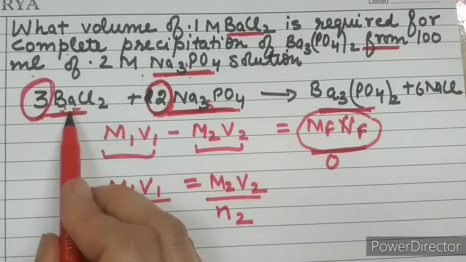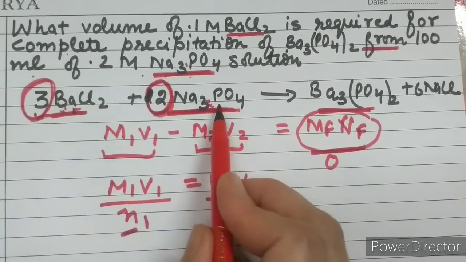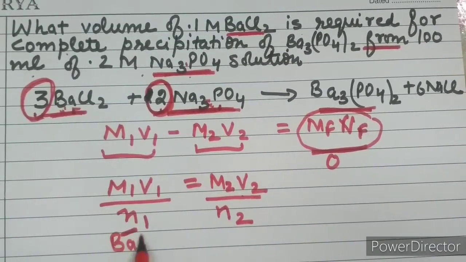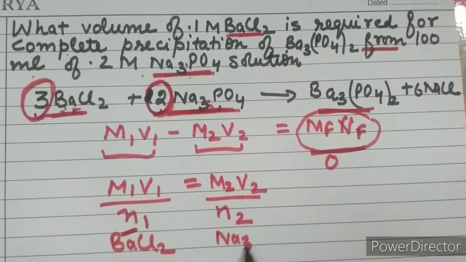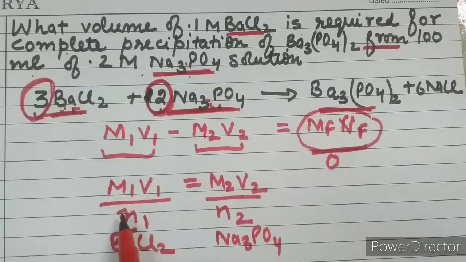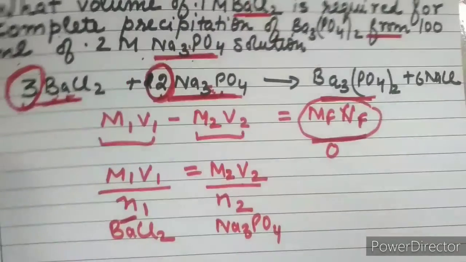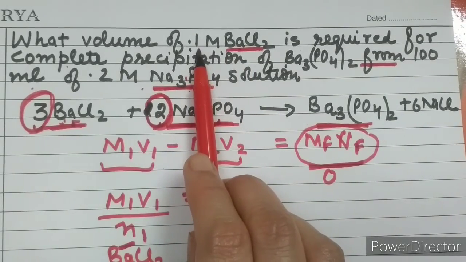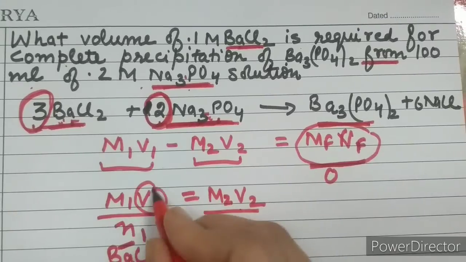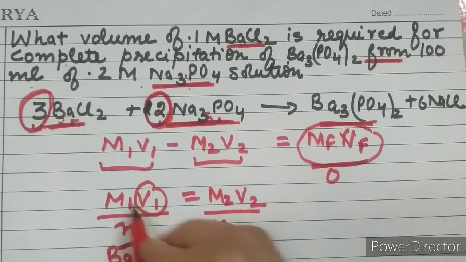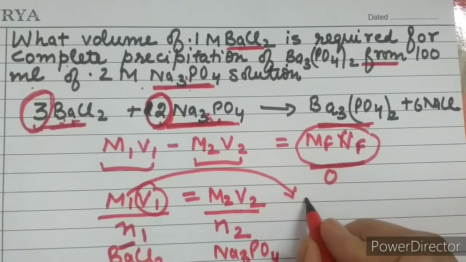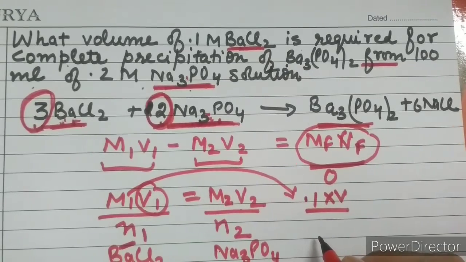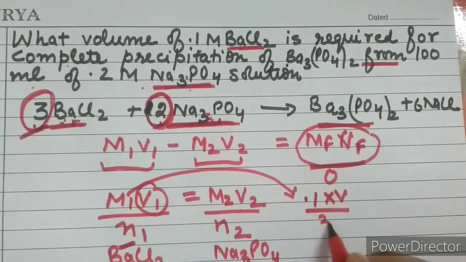For example, for barium chloride, N will be 3. For sodium phosphate, N will be 2. So barium chloride completely precipitates sodium phosphate. Let us see what M1V1 of barium chloride is. In this case, barium chloride is 0.1 molar and the volume is not mentioned, so this is the volume we have to find out. So M1 is 0.1, the volume is not given to us, but the stoichiometric coefficient N1 is 3.